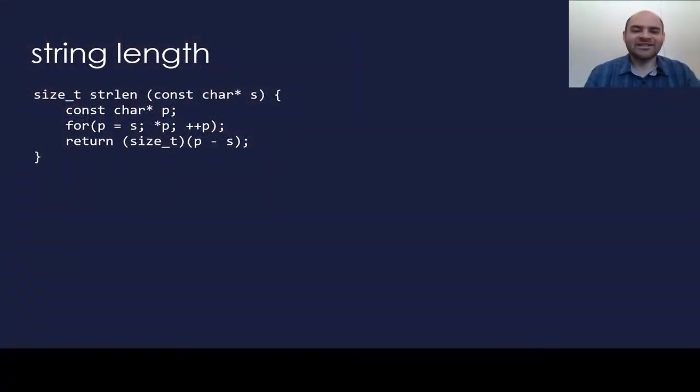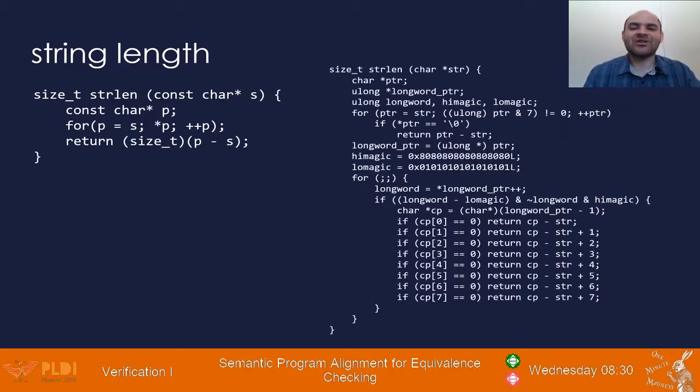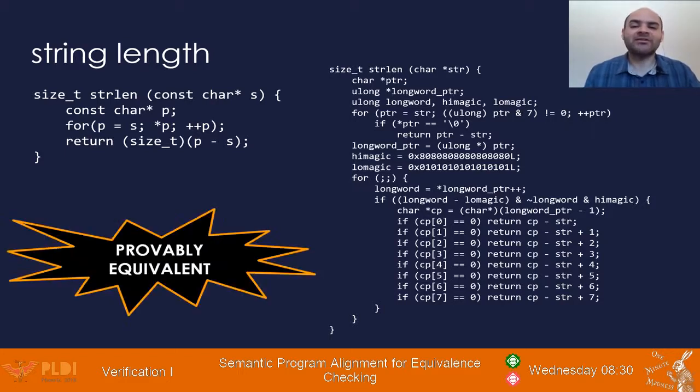Let's say you have the standard string length function. Now someone gives you this function, which has totally different loop structure and control flow, and yet they tell you it performs the same computation but 4 times faster. Do you believe them? With our work you can, because these two functions are provably equivalent.